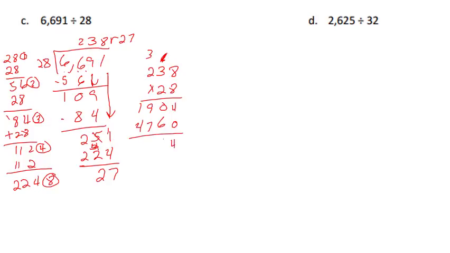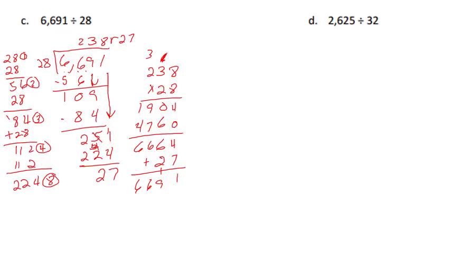So when you add them up, we have 6,664 plus our 27, and that would be 11, carry 1, 8, 9, 6,691, which is exactly what we started with.